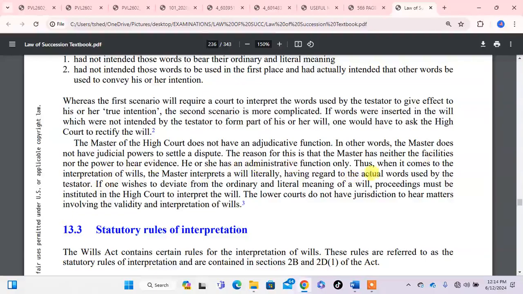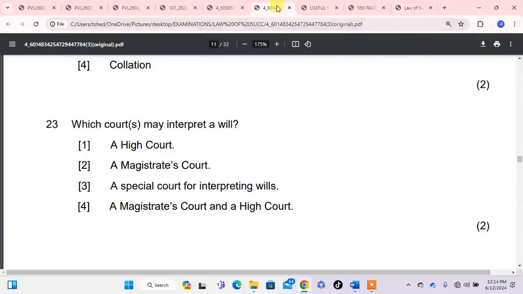Thus, when it comes to the interpretation of wills, the master interprets a will literally, having regard to the actual words used by the testator. If one wishes to deviate from the ordinary and literal meaning of a will, proceedings must be instituted in the high court to interpret the will. The lower courts do not have jurisdiction to hear matters involving the validity or interpretation of wills. Then we know that it is the high court.